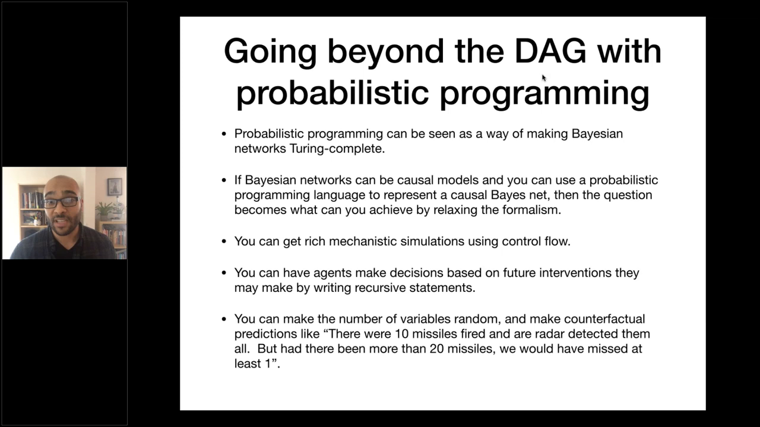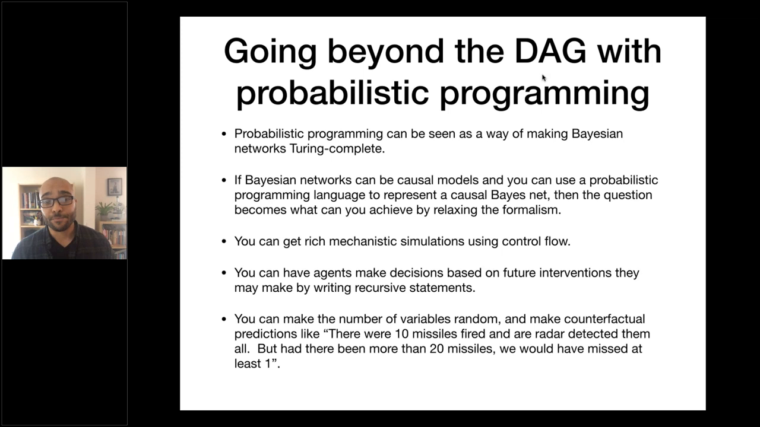So the question becomes, what happens when you relax that formalism? What additional causal semantics can you extract from a Turing machine? So, a high level programming language, what extra things can I say about causality?